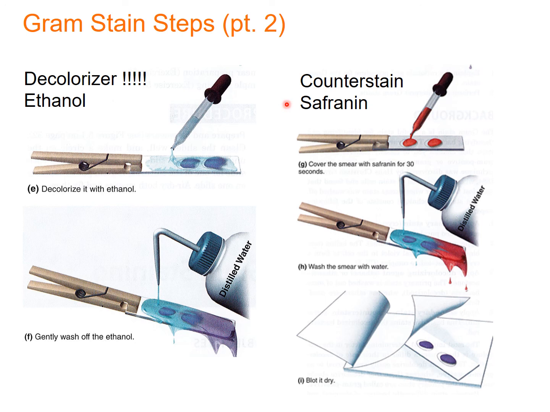We use safranin, which is pink, and then that stains all of the gram-negative bacteria pink, and it doesn't affect the gram-positives, which have already been stained purple. That makes it differential. Bacteria show up in two different colors based on their external cell wall morphology.